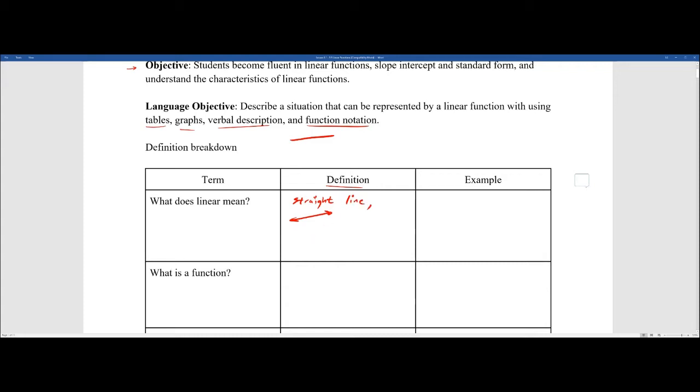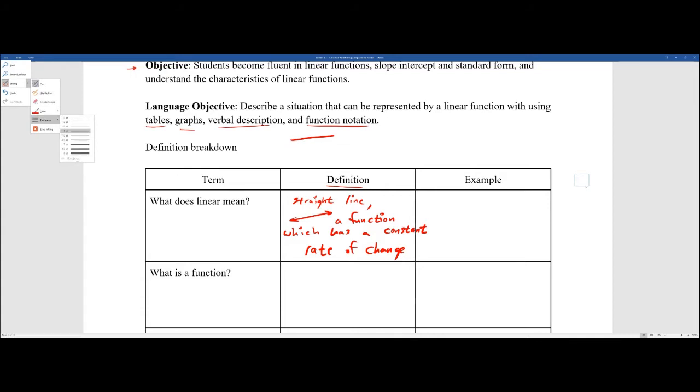Other teachers have other things. I also refer to a function which has a constant rate of change. Some of you guys in Math 8 would call it slope. Some of you guys would call it rise over run. So it really just depends on not just your teacher, but also what you guys remembered.